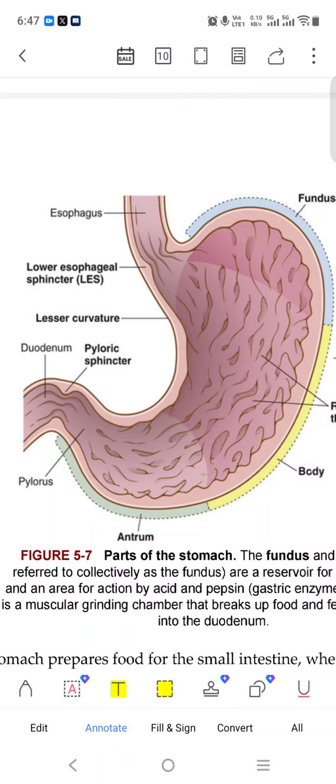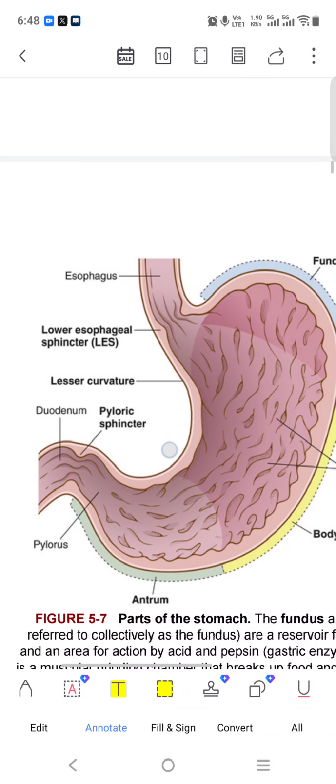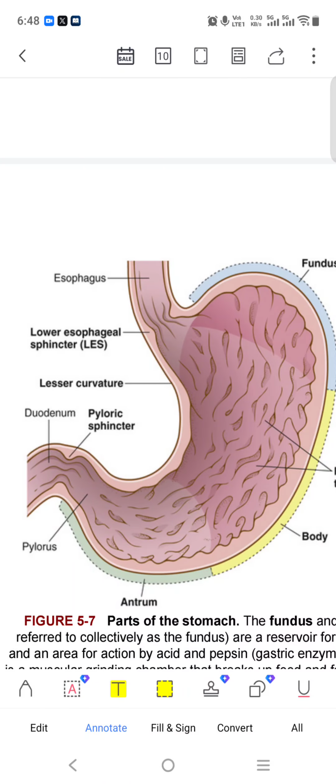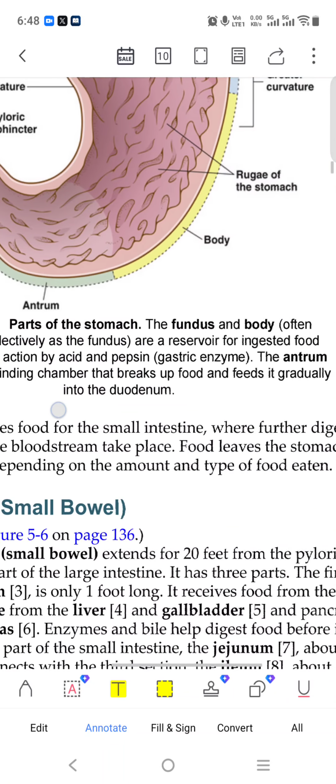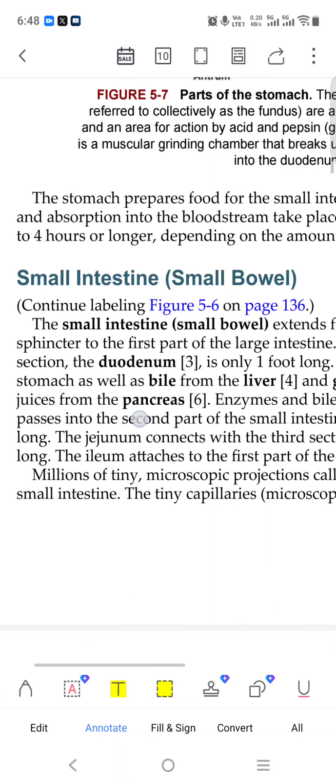LES, lower esophageal sphincter: when the esophagus connects to the stomach, it is the lower esophageal sphincter, and the esophagus is the upside. This is all given; we just see this in a diagram.